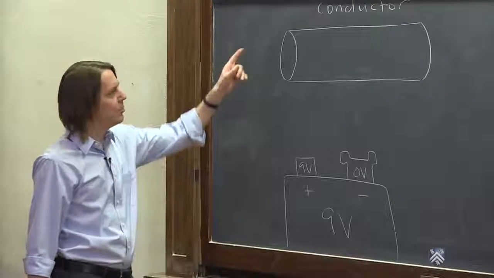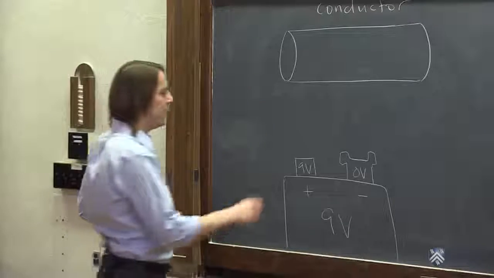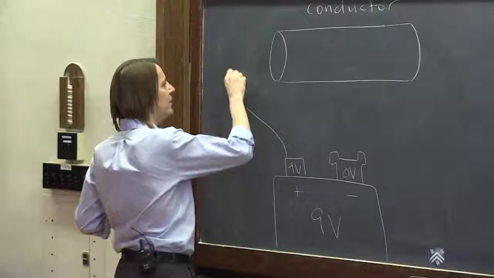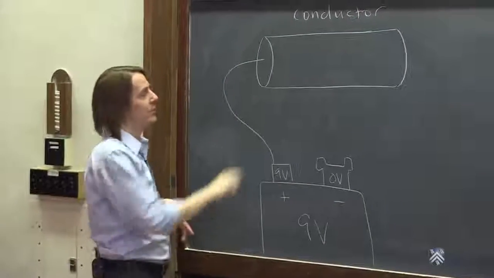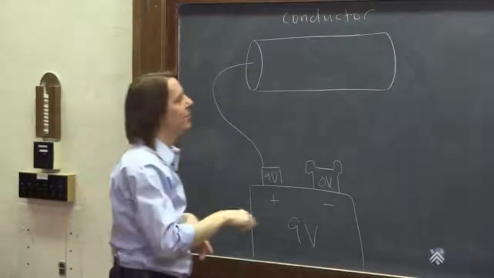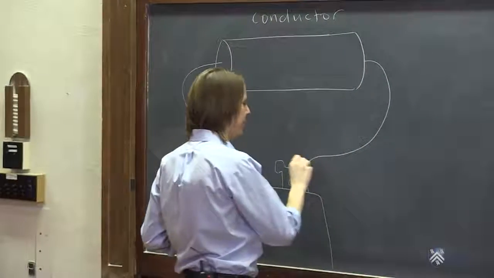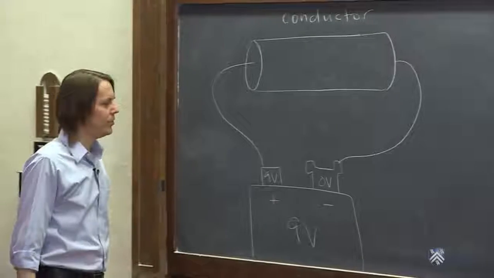What we got to do is apply it to the conductor. So we're going to connect it with what we call a conducting wire. This is something that just carries the current. So I'm going to connect it to that half of the big conductor, and I'm going to have another wire coming to this half and touching the 0 volt electrode.